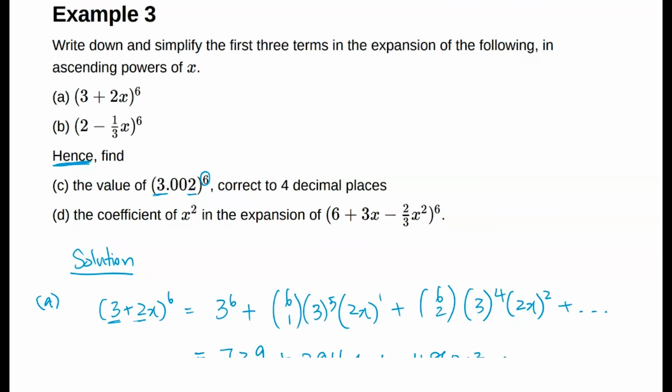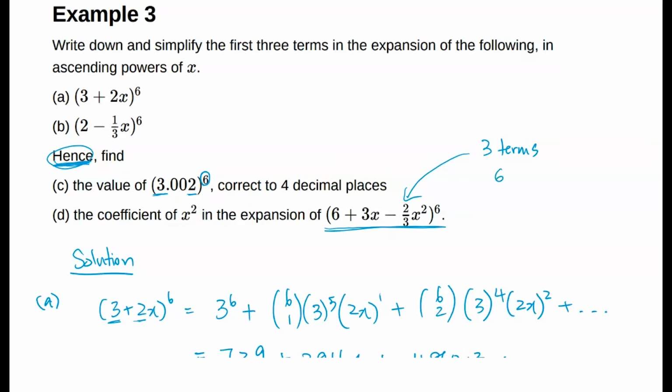We move on to the last part, part D, which requires us to find the coefficient of x squared in the expansion of 6 plus 3x minus 2 over 3x squared to the power of 6. Now, for this question, firstly, the first clue is that it says hence. So, we know that it is related to part A and part B. But the second thing is, for this expansion here, there are actually 3 terms inside.